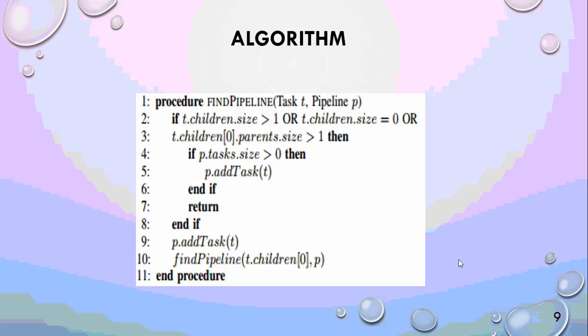For each sorted task that has not been processed, the algorithm recursively tries to build a pipeline that starts with that particular task. When a processed task has only one child and one parent, it is added to the pipeline and the recursion continues with its child task. Once the pipeline is identified and recursion completes, the process is repeated for the next unprocessed sorted task.